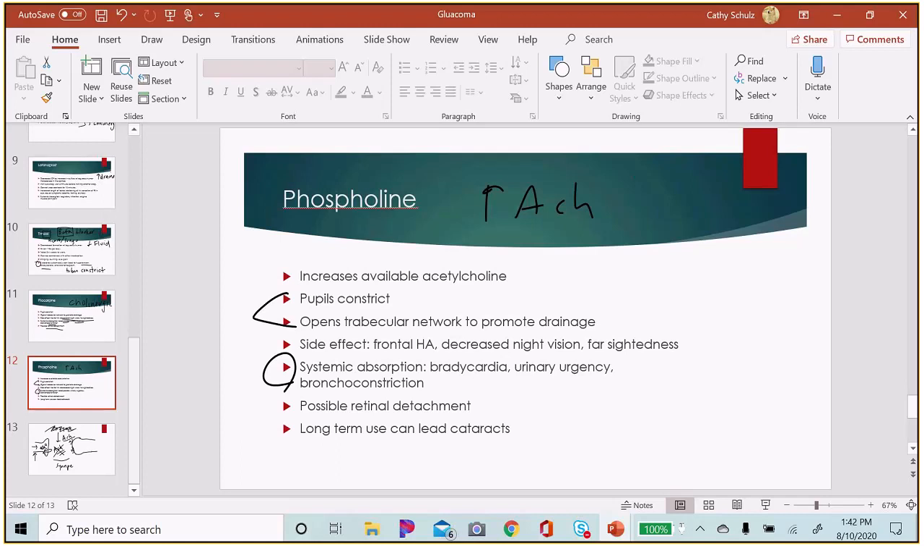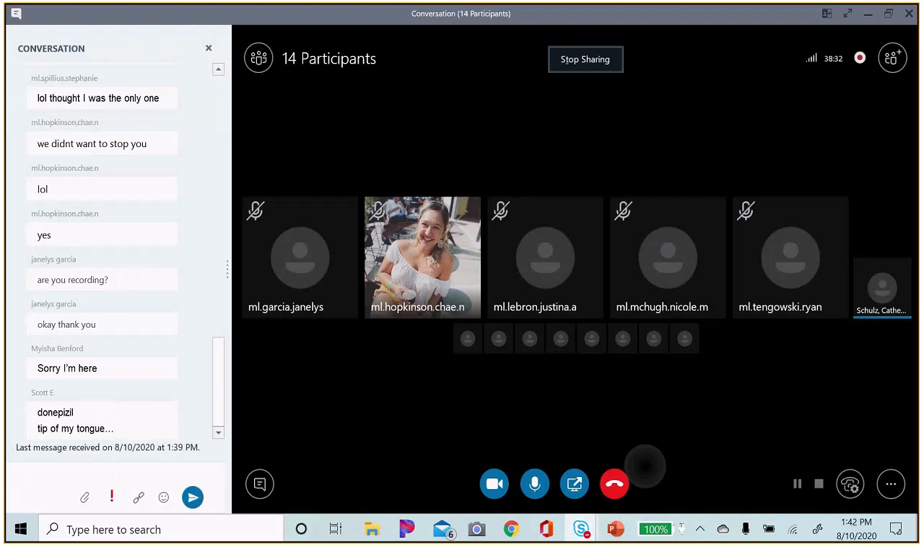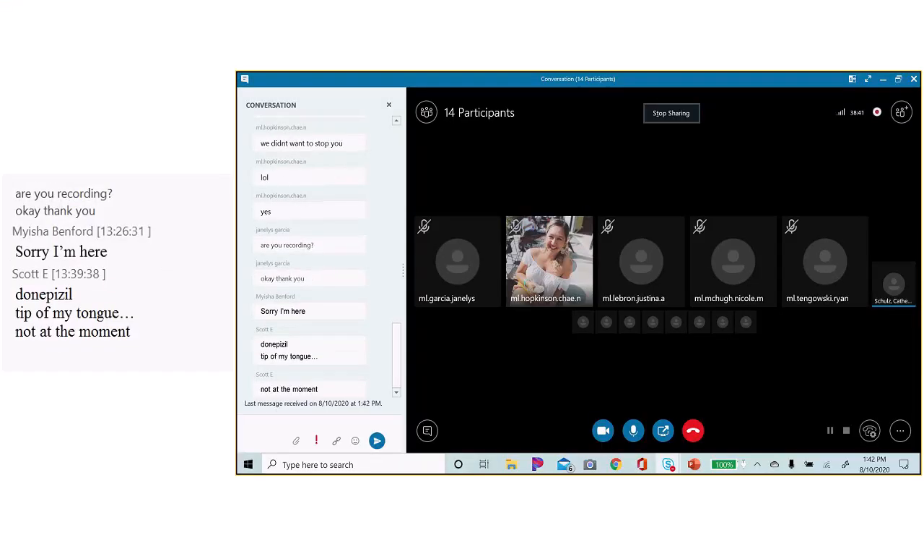So, okay, well, that is glaucoma. Does anyone have questions about glaucoma before we take a little break? Okay.